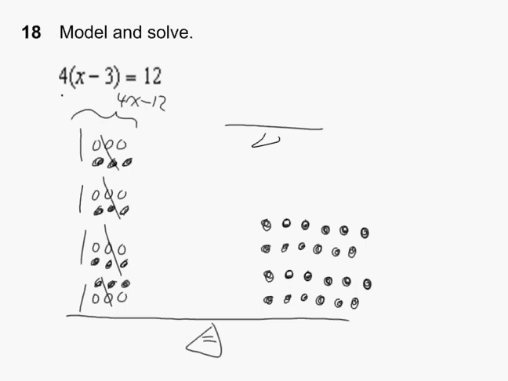And I end up with a new equation of 4x equals, oh my gosh, I can't draw that, so it's 24 of them. And if 4x's have a weight of 24, then each x must have a weight of 6. So the answer is x equals 6.